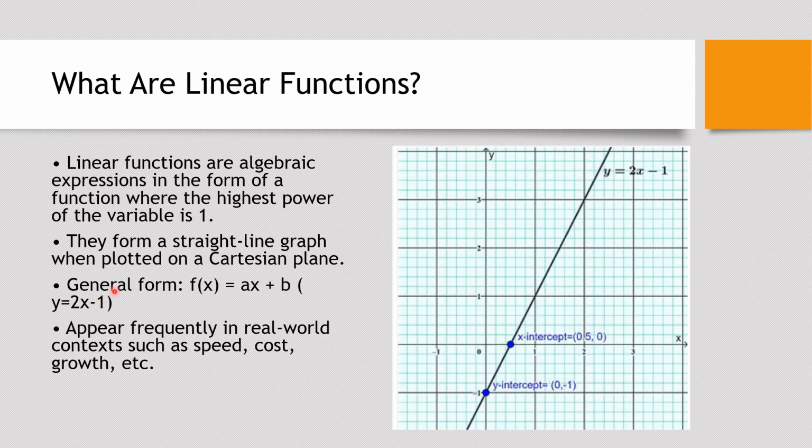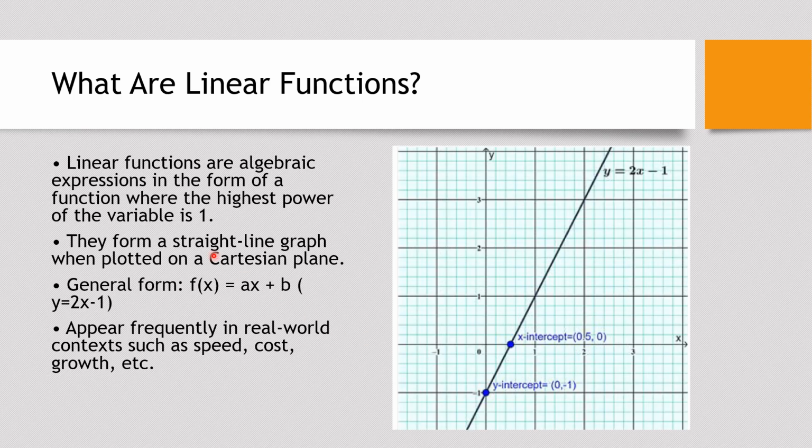What we need to understand here is that a linear function forms a straight line graph when plotted on a Cartesian plane, as you can see on this particular graph. So this is a graph of y equal to 2x minus 1. This particular expression is a function, and the function contains a variable, and the variable is raised to the power 1 as the highest index, which makes this particular function a linear function. So when you look at the graph, it is a straight line segment.